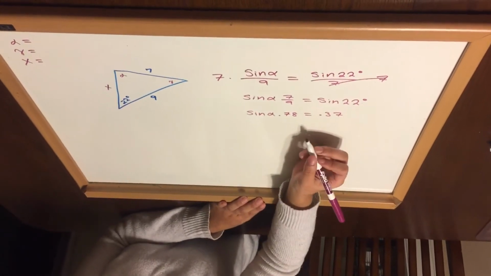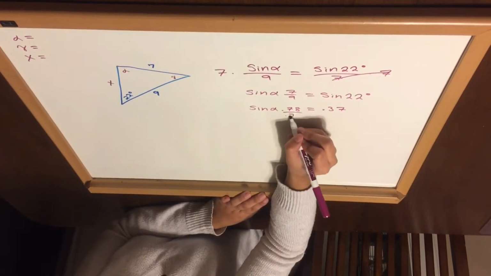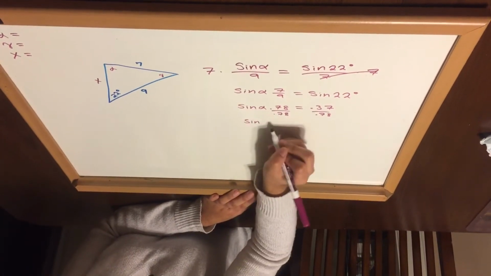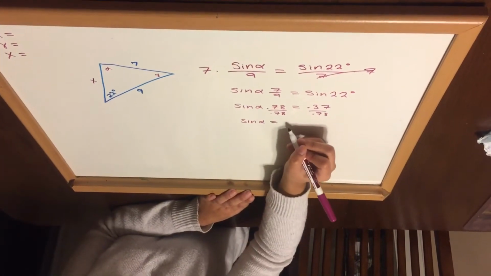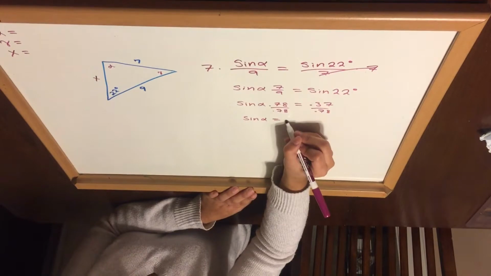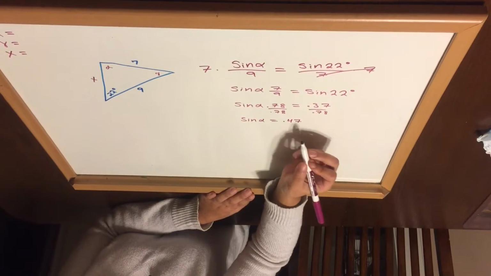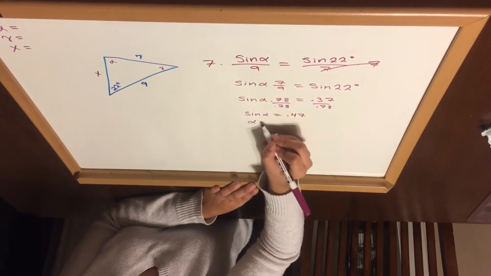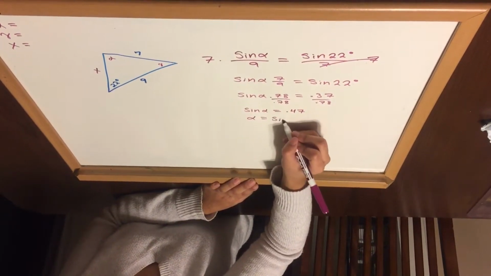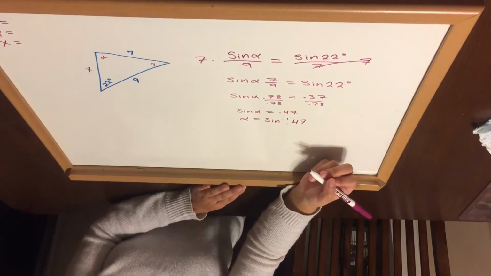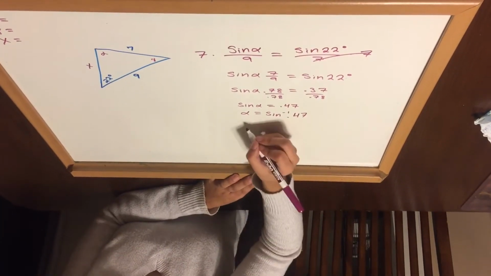Isolate sine alpha by dividing each side by 0.78 and get sine alpha equals 0.37 over 0.78. Use a calculator to solve that equation. The value you should have gotten is sine alpha equals 0.47. To find the angle measurement of alpha, do the inverse sine of 0.47 and you get 28.